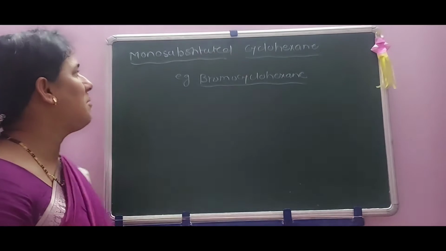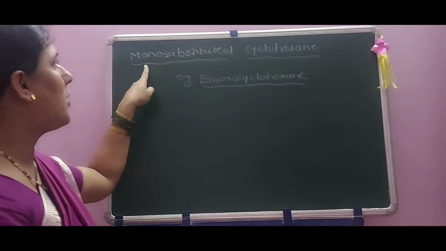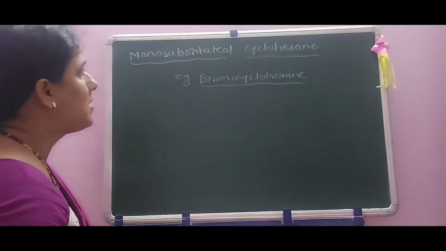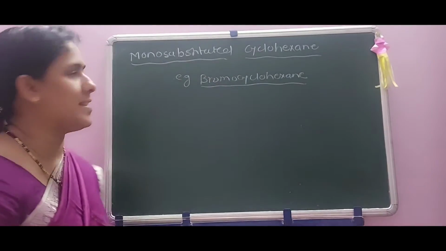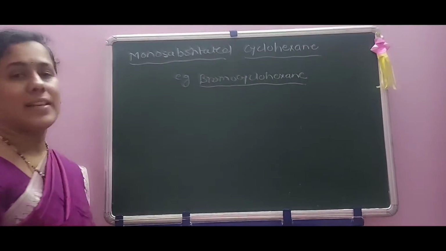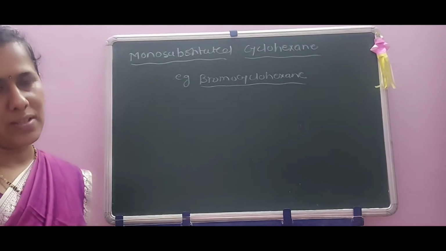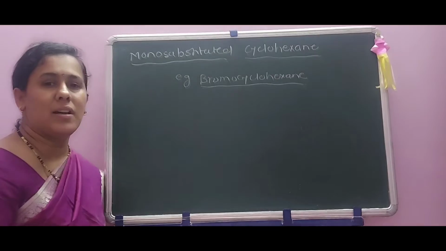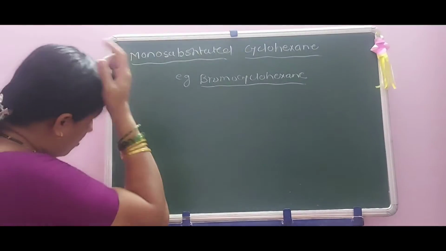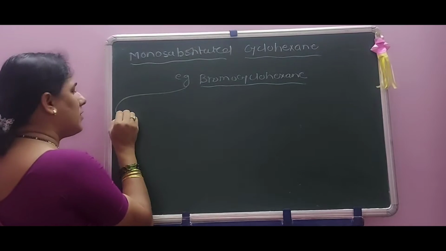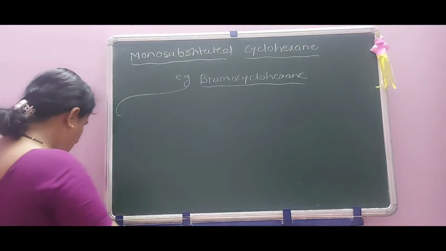Hello everybody. Today we are going to discuss the next point called monosubstituted cycloalkanes, that is, monosubstituted cyclohexanes. In these cyclohexanes we have the example of bromocyclohexane. In the last lecture we studied cyclohexanone. So let us start here. First of all, I can draw the diagrammatic representation here like this.